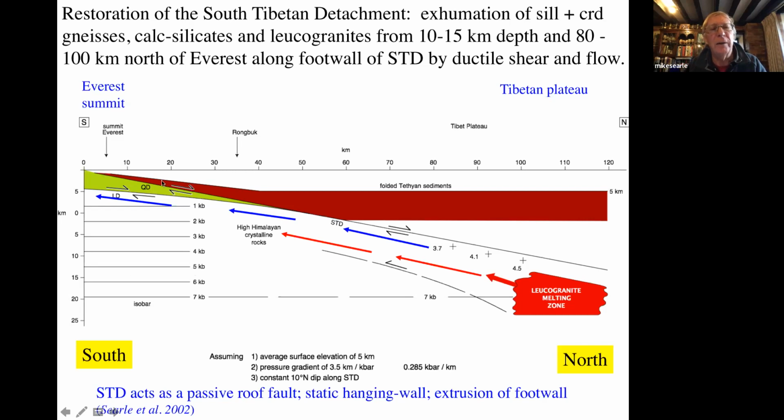And assuming that the South Tibetan Detachment maintains the same angle of dip, low angle, which is perfectly reasonable, then these rocks must have come from 100 kilometers north of Everest, extruded out in order to juxtapose against both of these rocks today.